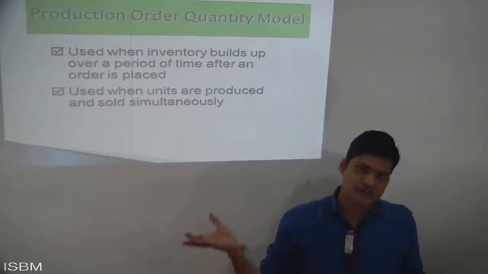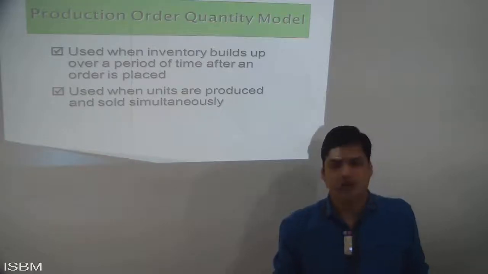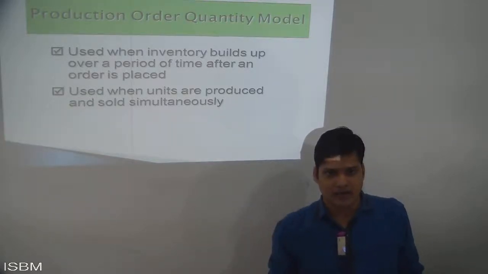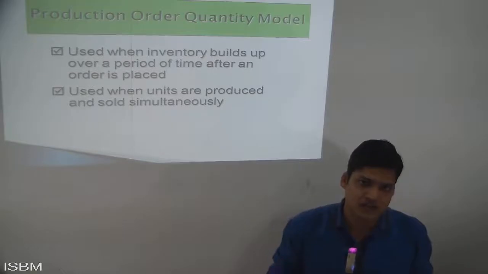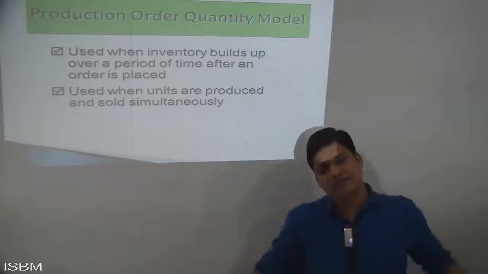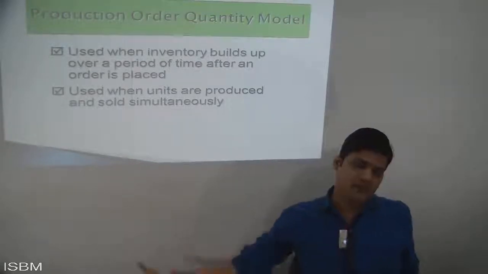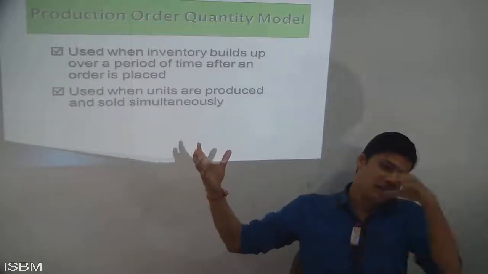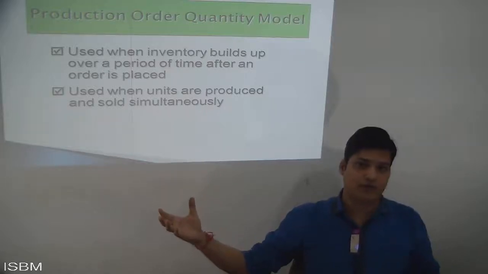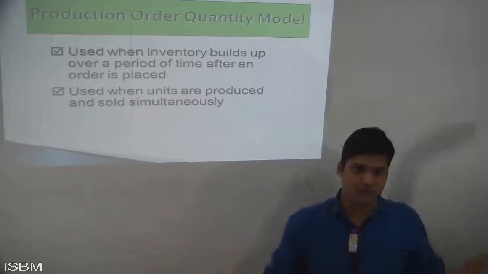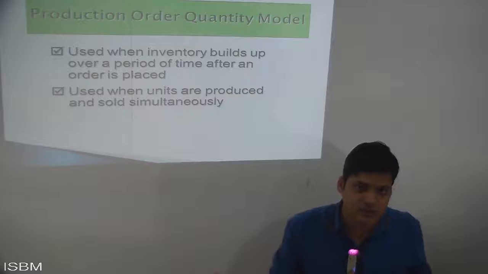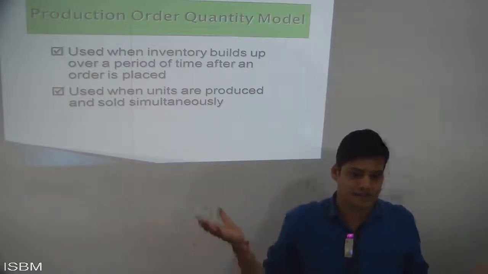We are producing the units. Suppose we have a demand for 100 motherboards. We are producing 100 motherboards a day, and at the same time we have a demand of 100 motherboards a day. So we are producing 100 motherboards in a day and simultaneously selling those 100 products in the market. So demand and sales are parallel. There is no gap between demand and supply.